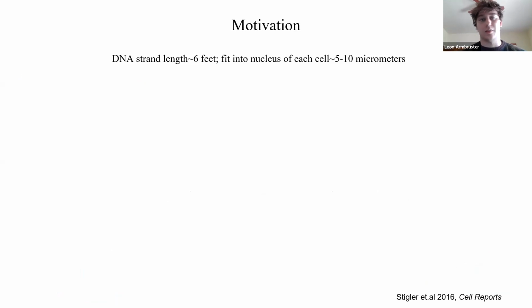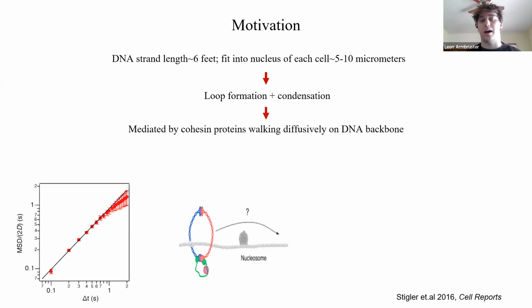Each DNA strand is about 6 feet in length, but needs to fit inside the nucleus of a cell, which is about 5 to 10 micrometers long. And it does that by forming loops and then condensing. So first it curls up and then it condenses to a smaller size. And this process is mediated by proteins like cohesin that walk diffusively along the DNA backbone.